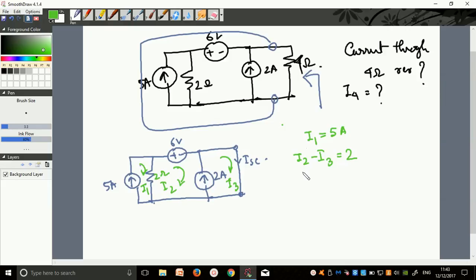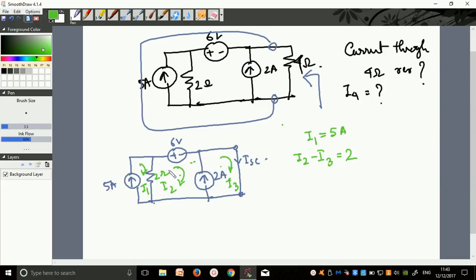If you have any questions regarding super mesh, I am going to solve another problem with the super mesh that will give you more idea. Right now, what is the current in these branches? This is I2 minus I3, that is equal to your 2 ampere. Now I apply KVL to the super mesh.